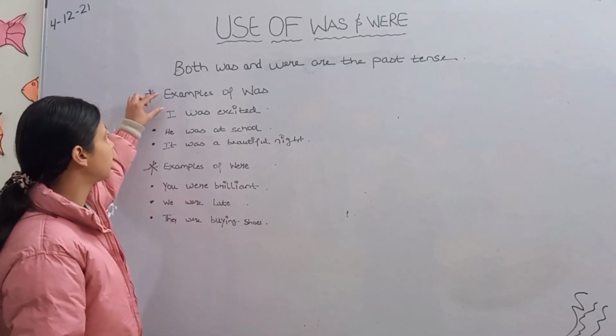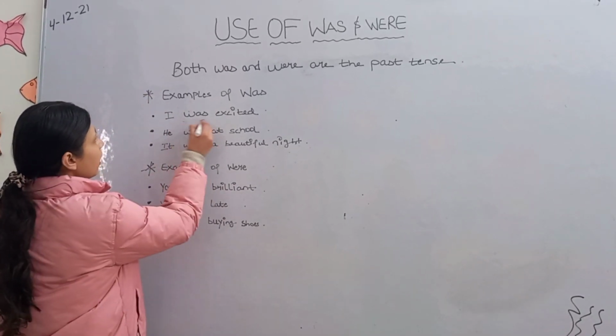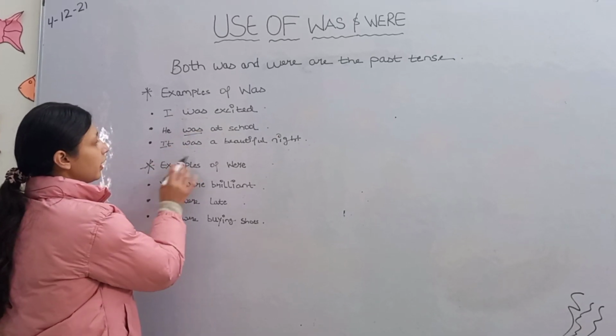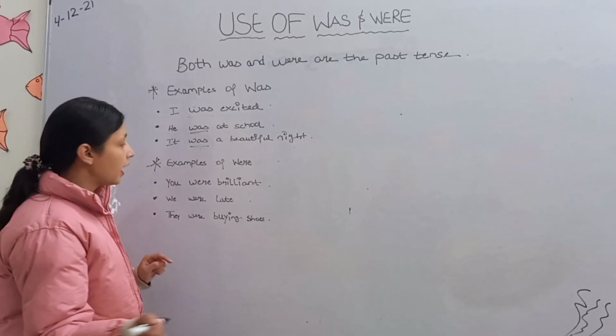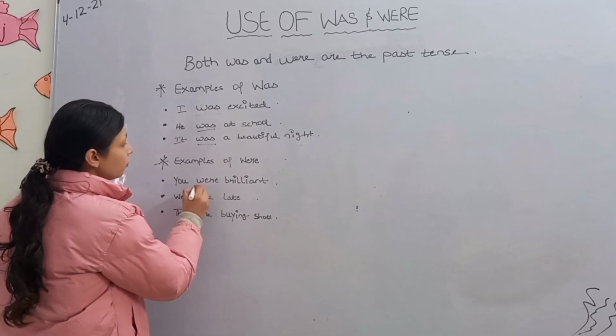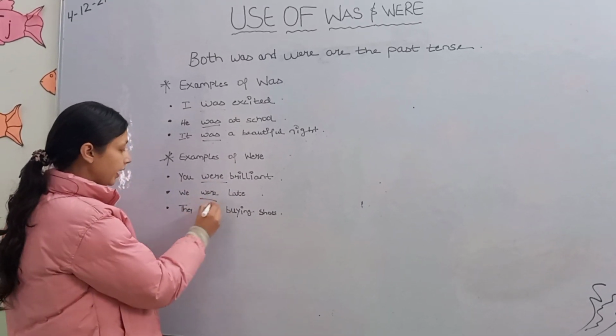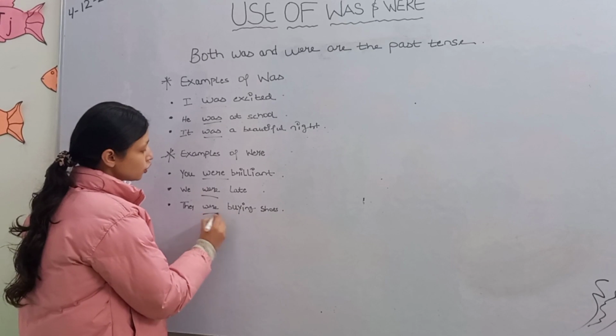So students, here are some examples of was and were. Examples of was: I was excited. He was at school. It was a beautiful night. Examples of were: You were brilliant. We were late. They were buying shoes.